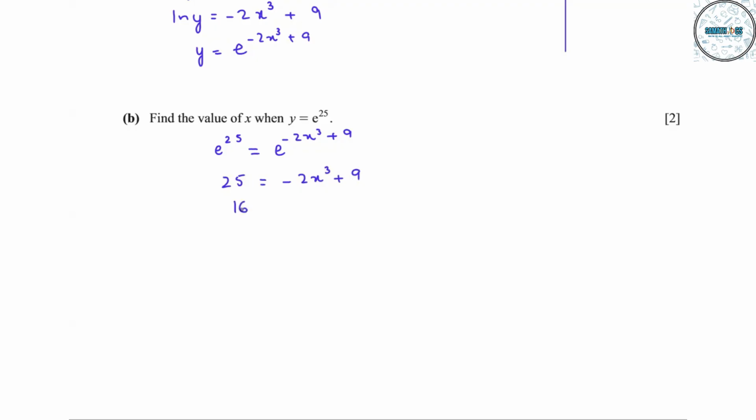25 minus 9 is 16, which is equal to minus 2x cubed, and x cubed is equal to minus 8. And when we take the cube root on both sides, we get x is equal to 2. So x is equal to minus 2. Cube root of minus 8 is minus 2.